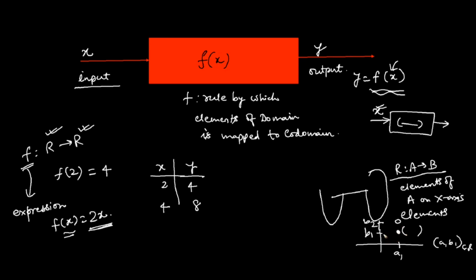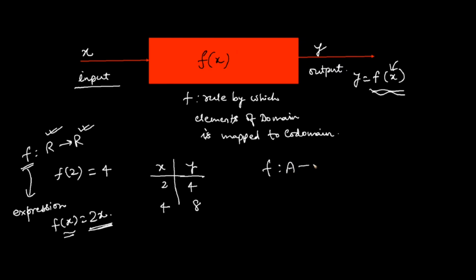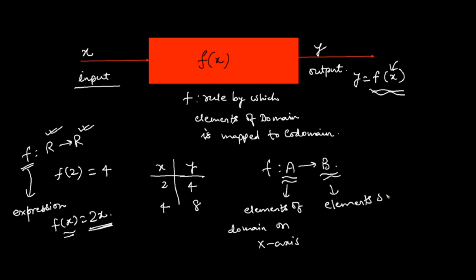Now in the case of a function, your domain is on the x-axis and your codomain is on the y-axis. If the function is from A to B, then the elements of A, that is the elements of the domain, are on the x-axis and the elements of the codomain are on the y-axis. This is by convention.